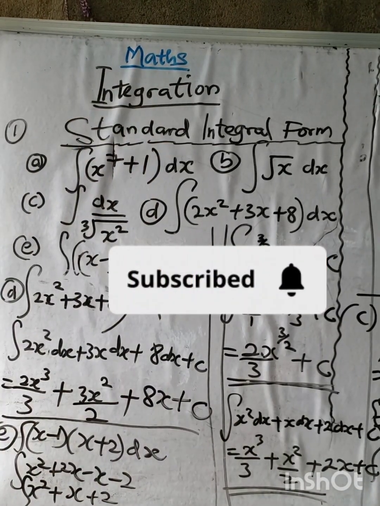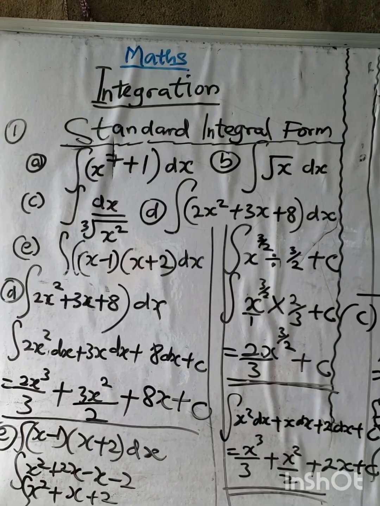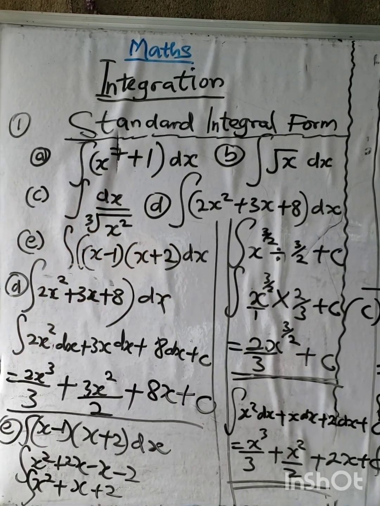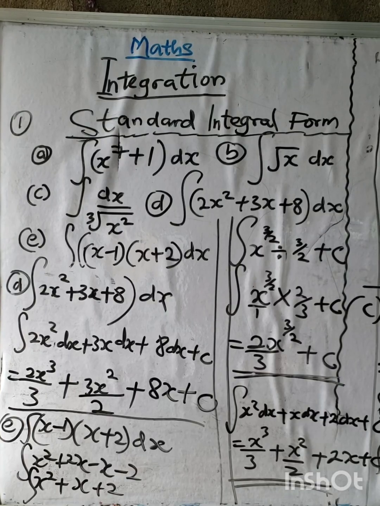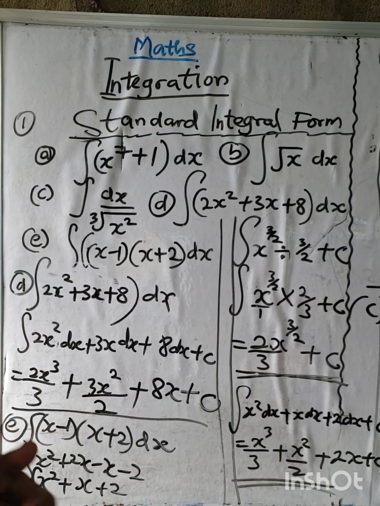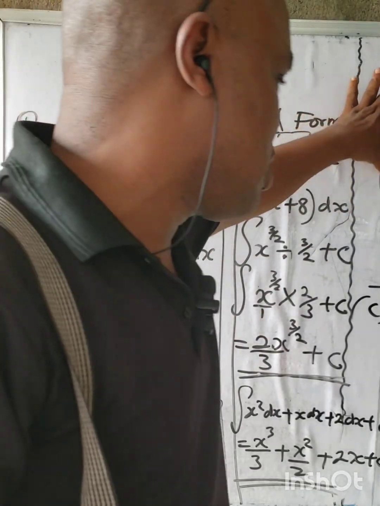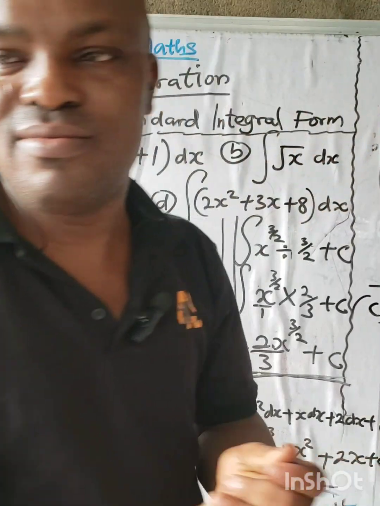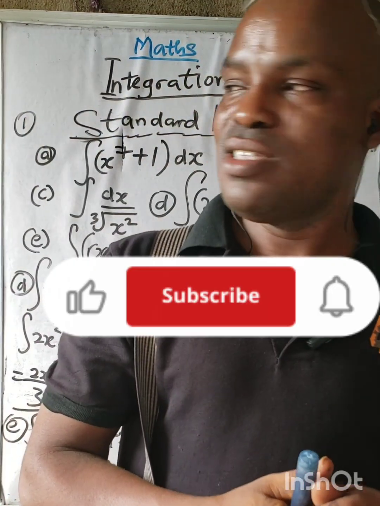Now I've solved how many questions? 1, 2, 3, 4, 5. I've solved 5 questions now. As you are looking at me, go and solve these 3 questions and post the result to me. Let me see.